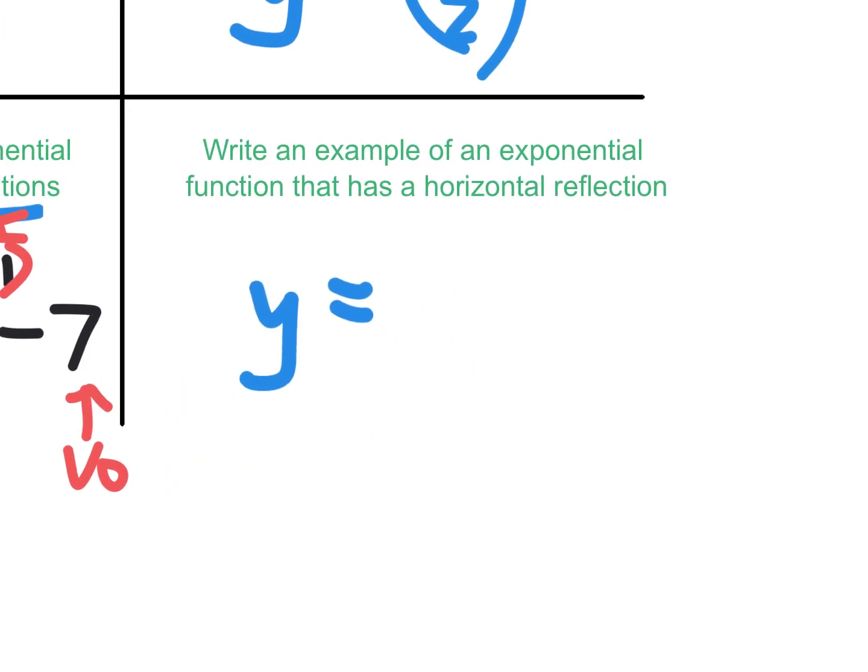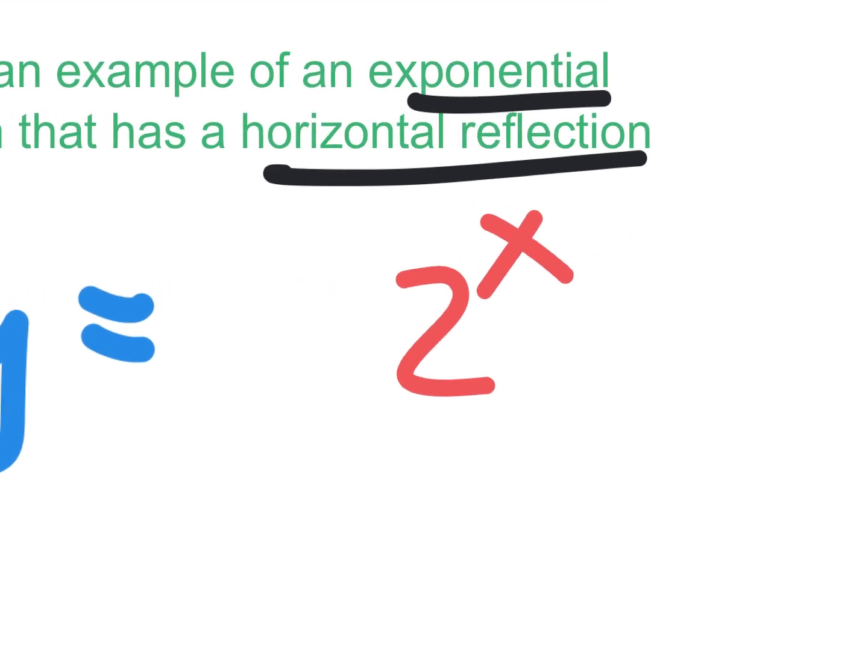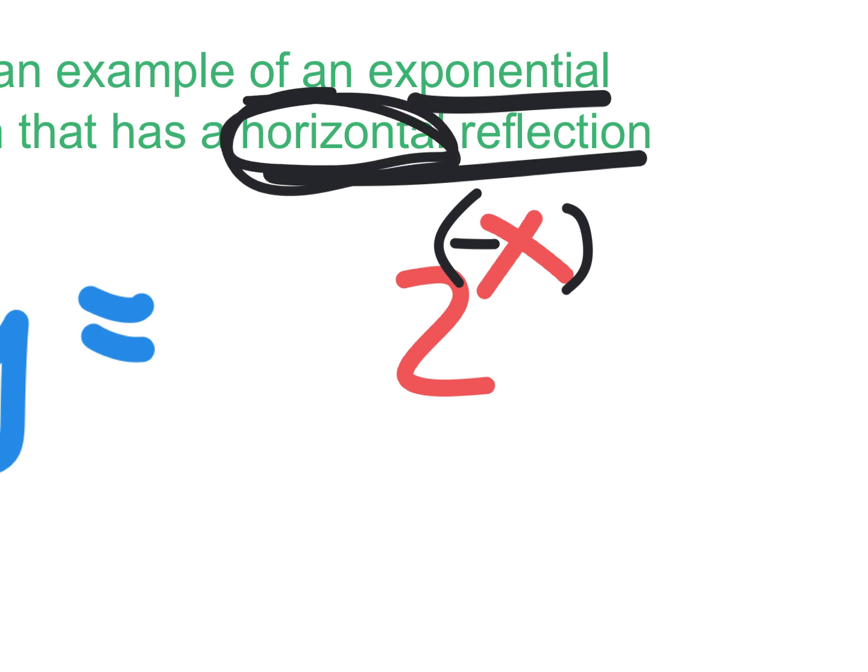Last but not least, a reflection. If you just put a negative in front of 2 to the x, that would do it. That's an exponential function that has a horizontal. Oh, wait, dang, horizontal reflection? I didn't even notice it said horizontal. Sorry. Horizontal reflection needs to go there. Did you catch that? Because it's different. Horizontal's on the inside. If I almost made that mistake, I bet you somebody else did.